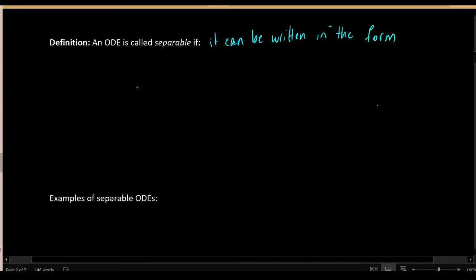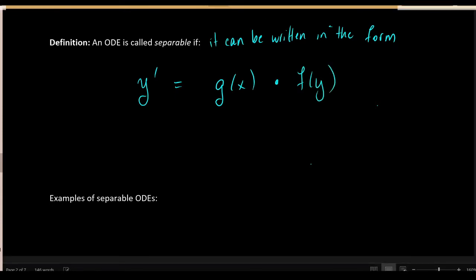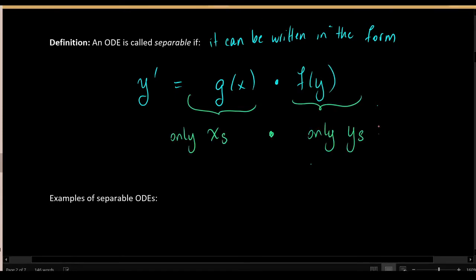The format is y prime, or dy dx if you prefer, is equal to some expression containing only x's multiplied by some expression containing only y's. An expression containing only x's multiplied by an expression containing only y's.